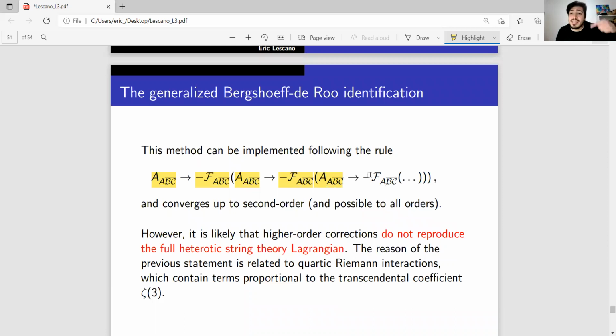This DFT gives exact results, and it is likely that higher order corrections do not reproduce the full story. We can reproduce infinite alpha prime corrections. We can reproduce 6 derivative terms and so on, but we are very sure that we are not reproducing all the terms of the string theory, since the quartic Riemann interactions contain terms proportional to this transcendental coefficient, and with this method we cannot produce this kind of transcendental coefficients. So this story is not complete.